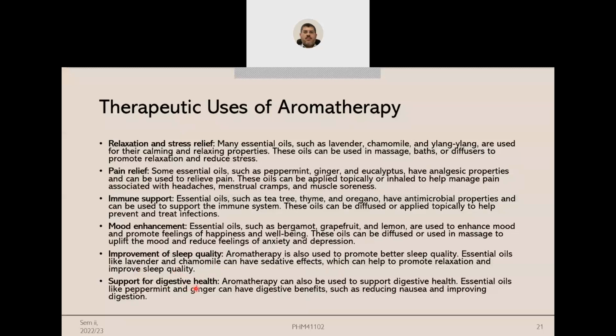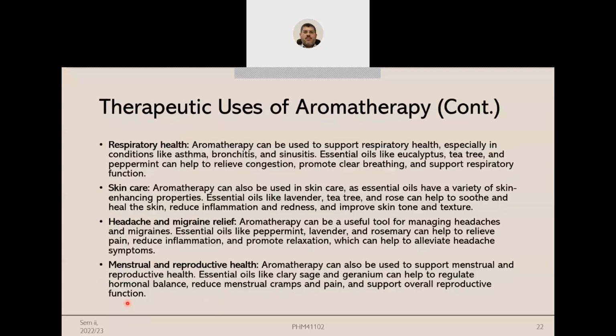Some oils can be used as a support for digestive health, like peppermint and ginger. They have digestive benefits like reducing nausea and improving digestion. They can be taken orally. For respiratory health, we mentioned the eucalyptus, also tea tree oil and peppermint oil. They can be used to relieve congestion, promote clear breathing, and support respiratory function. So they can be used in conditions like asthma, bronchitis, and sinusitis for these benefits.